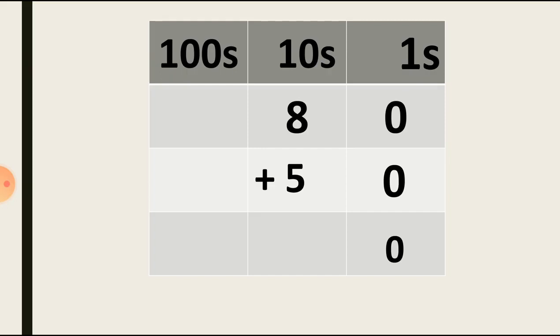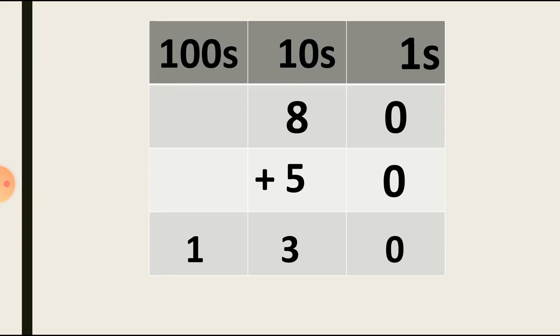After it, let's move to the tens column. Here in the tens column is 8 plus 5. How many is it? 8 plus 5 is equal to 13. So we write down 3 under the tens column, and from this 13, the 1 will move to the hundreds column as a carry forward number. I repeat, 8 plus 5 is equal to 13, and the number 1 will move to the hundreds column as a carry forward number.